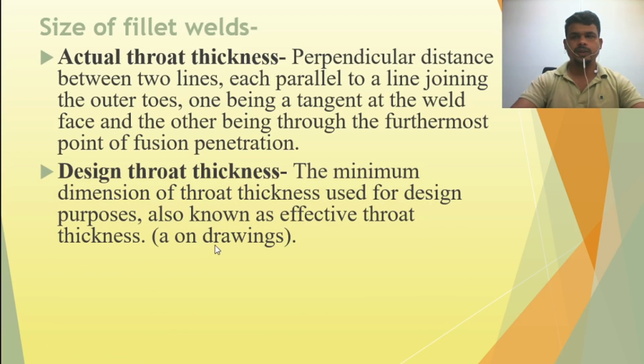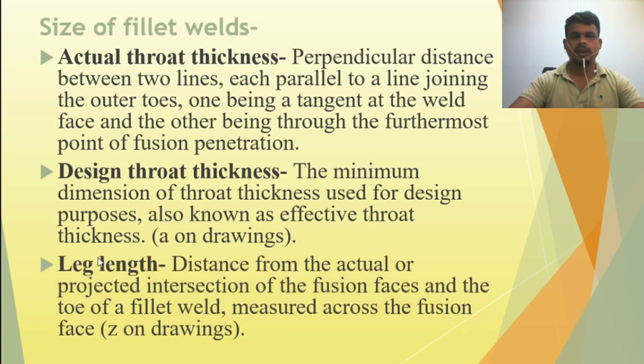I hope you already noticed in the previous slide, the A is the design throat thickness and the leg length is defined in the drawing by Z. It is the distance from the actual or projected intersection of the fusion faces and the toe of a fillet weld, measured across the fusion face. So Z on drawing.